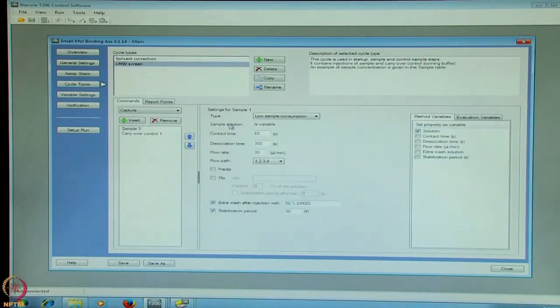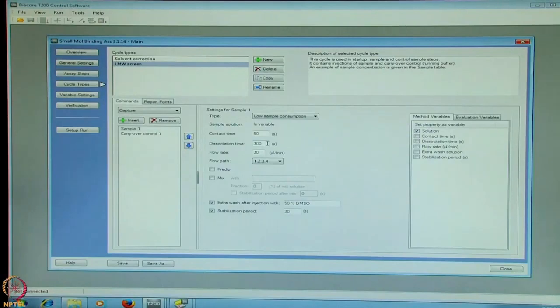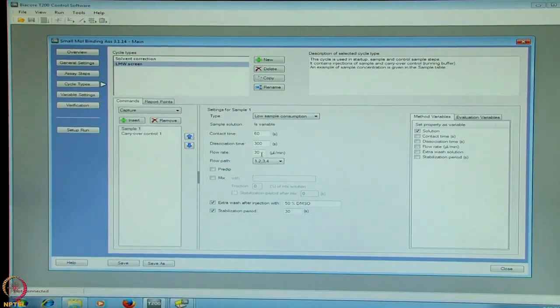In the low molecular weight screen mode, we have the contact time of 60 seconds, dissociation time of 300 seconds, flow rate of 30 microliter per minute, and the molecules were flown on 1, 2, 3 and 4 channels with an extra wash with 50% DMSO to prevent carryover effects. Stabilization time was 30 seconds.